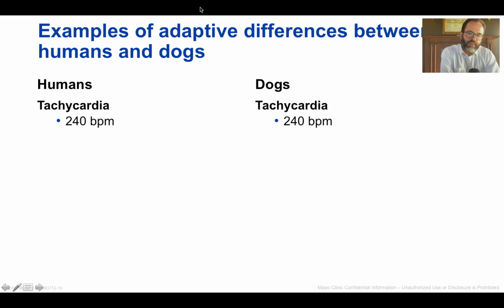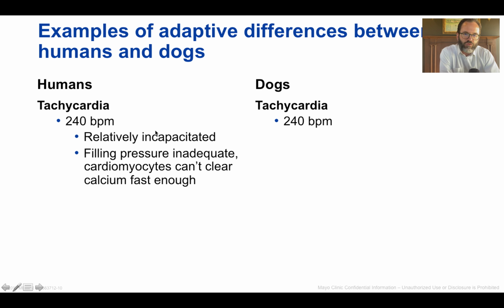So when we start looking at examples of other adaptive differences between humans and dogs, there are certainly numerous ones, but one that's particularly impressive is the ability to withstand tachycardia. So if we take humans, and make them tachycardic, so put them at a heart rate of about 240 beats per minute, generally speaking, that human will be relatively incapacitated. The issue there is that our filling pressure is not sufficient to optimize cardiac filling at those very high emptying rates, and we can't fill in a shorter period of time.